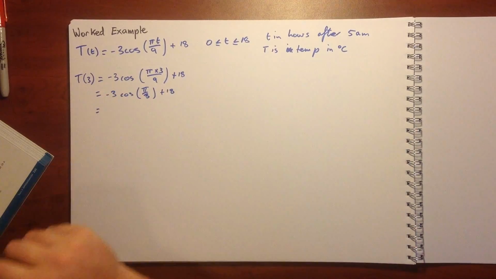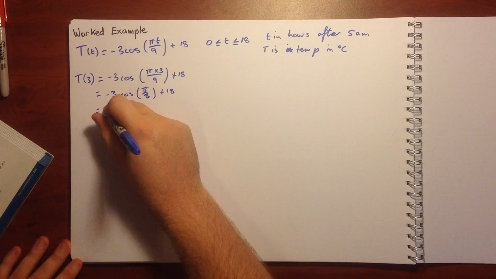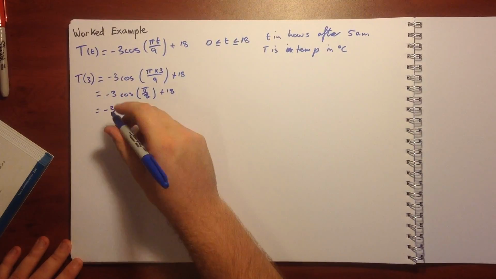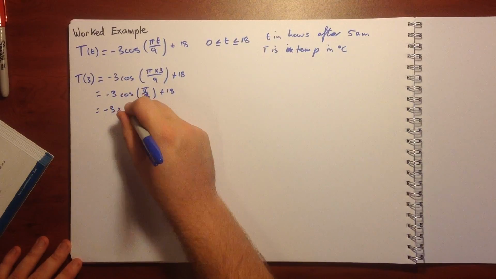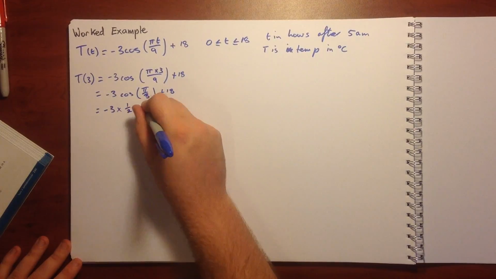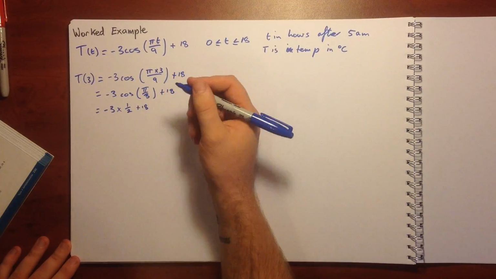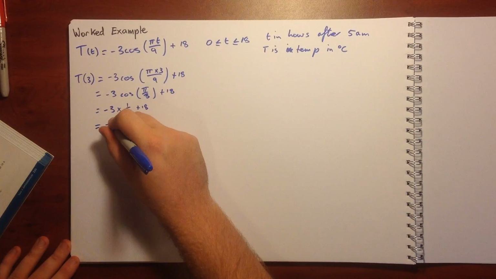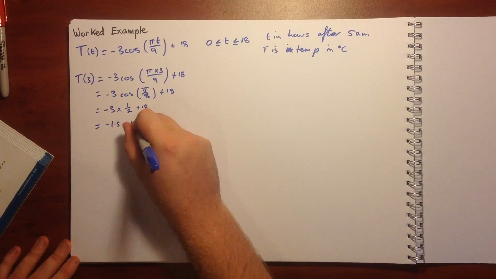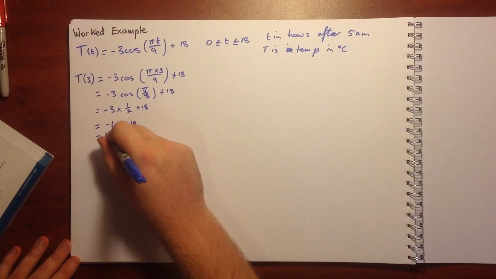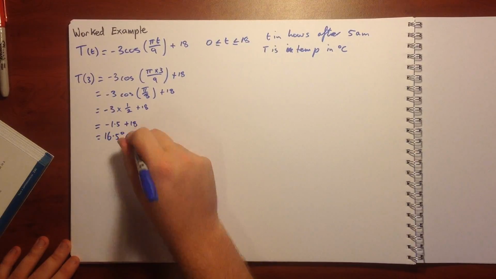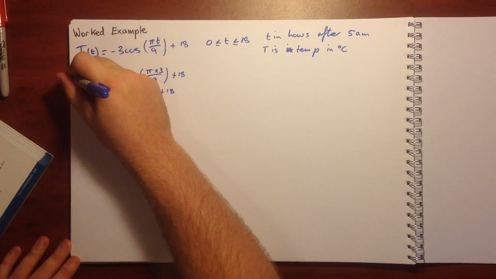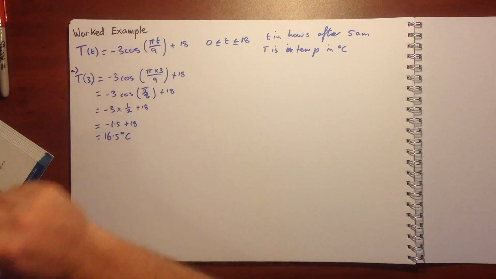As I said a minute ago, we need to be starting to get good at our exact values. Cos of pi on 3 is equal to a half, so that's negative 3 times a half plus 18, which means we get minus 1.5 plus 18, which gives us 16.5 degrees Celsius. So that's part A for this worked example.